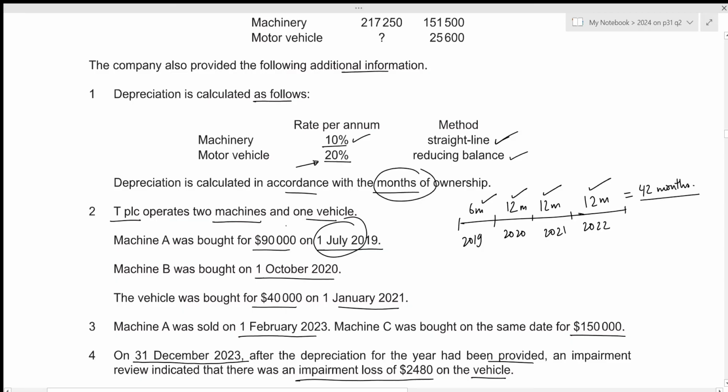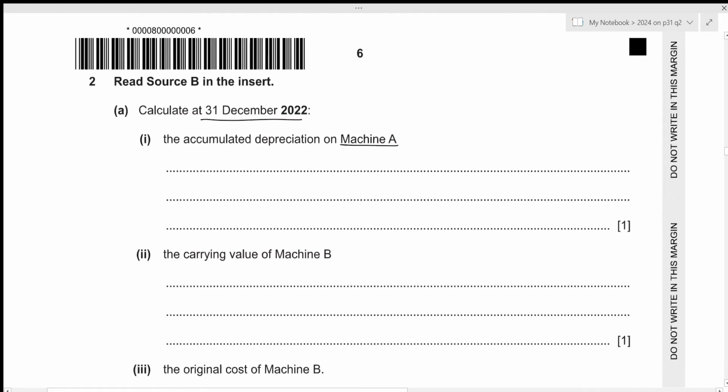And we have the cost to be 90,000 and the rate per annum is 10%. So that is just going to be our cost times 10%. This will give us the depreciation charge for 1 year. If we divide it by 12, we get the depreciation charge for 1 month. And we know that we utilized machine A for a total of 42 months. So if we multiply it by 42, we get the depreciation for those 42 months, which will act as the accumulated depreciation at the date of 31st December 2022. This results in the value of 31,500. Now for the second part, we need the carrying value of machine B.